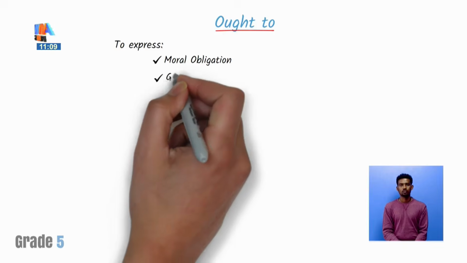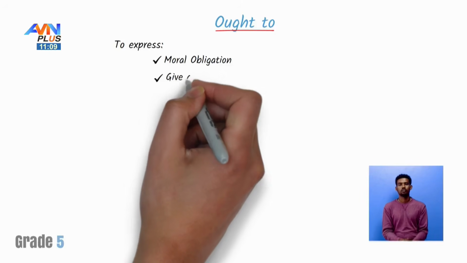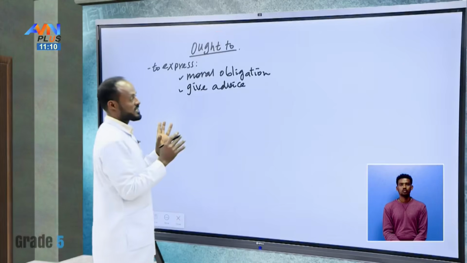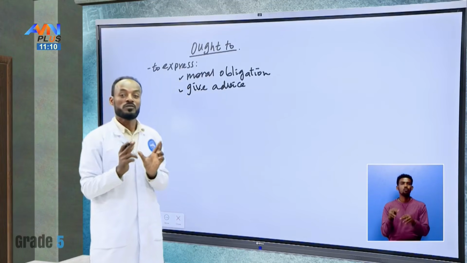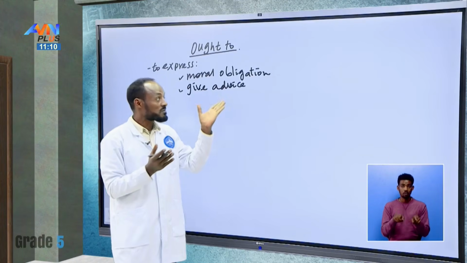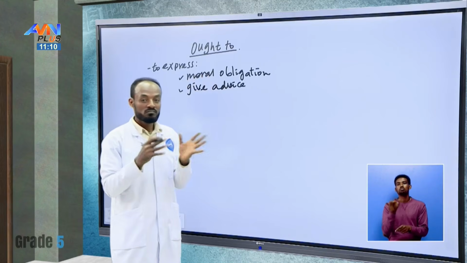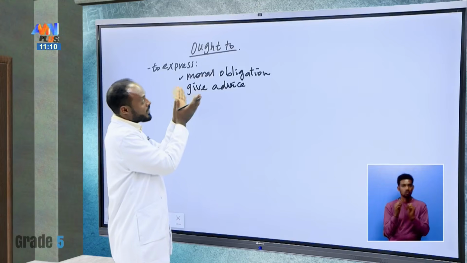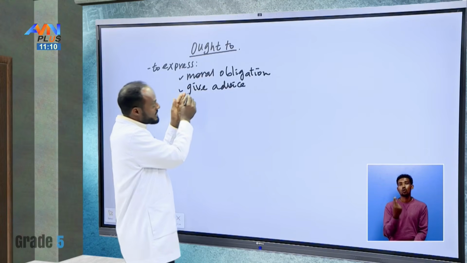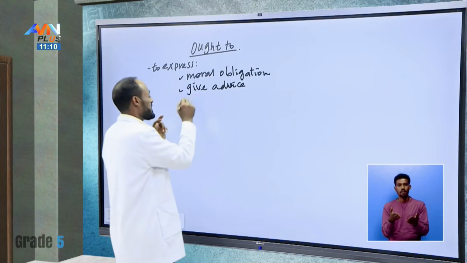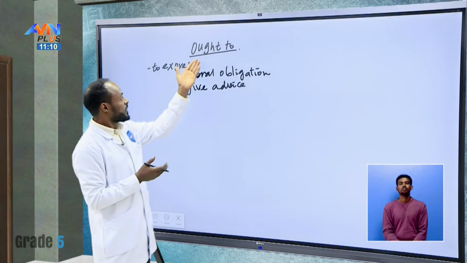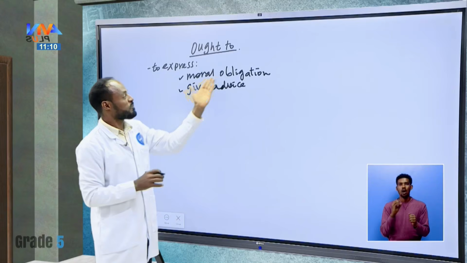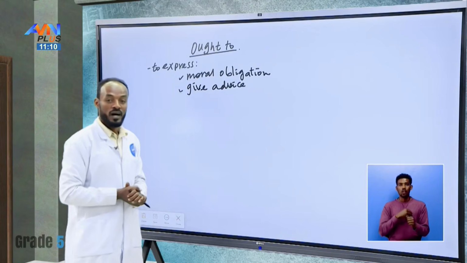To give advice. It is just more formal than should. But we use them depending on the context. Is it clear? When we say ought to, we can use it to give advice. Another one is here. Maybe we can use it just to express moral obligation and give advice.